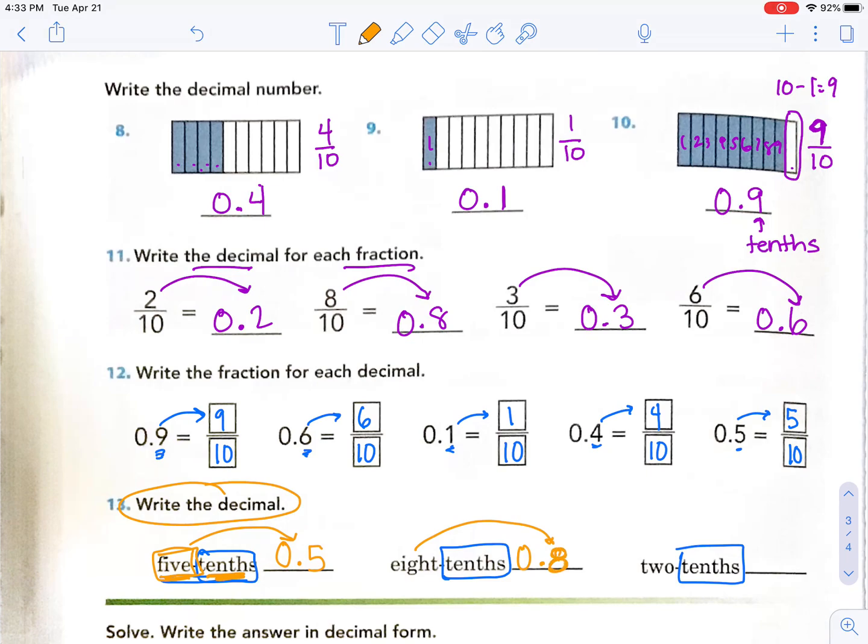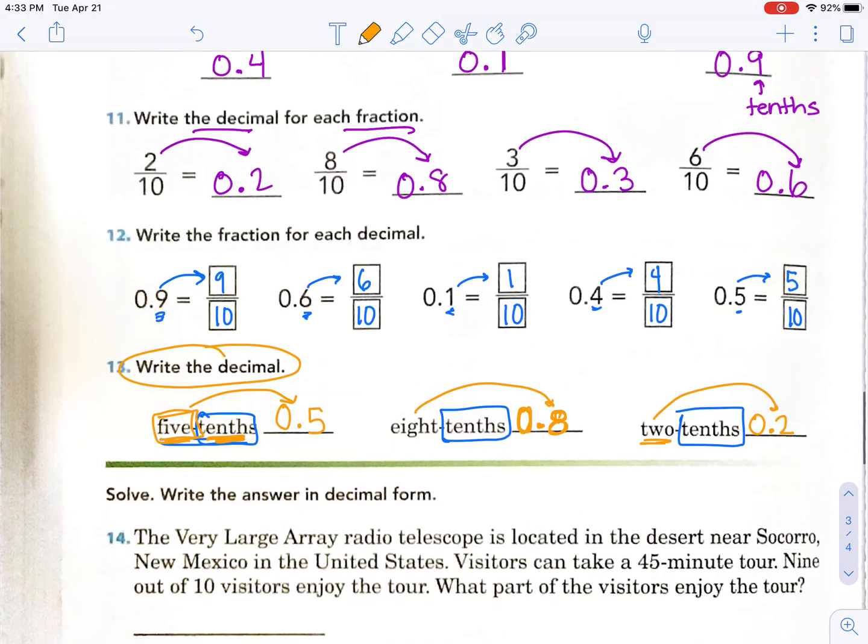Do not forget, if you do not put your 0 and your decimal, it will be wrong. It's just the rule for writing tenths or writing decimals. Show me that there's no whole numbers. Okay, so here we go. Last but not least. So I'm going to put the 0 in the decimal because it's just 2 tenths. And there you go. Yay! We're almost done for the day.